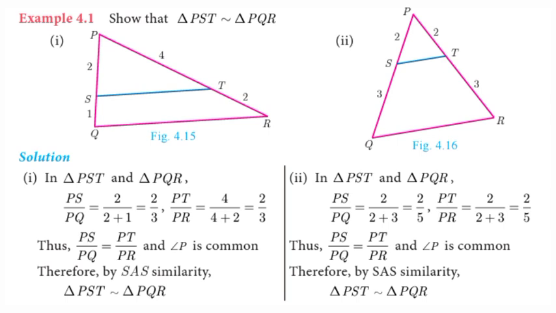Therefore PS divided by PQ equals, what is the PS value? That is 2. PQ value is 2 plus 1, so it equals 2 by 3. PS by PQ equals 2 by 3.